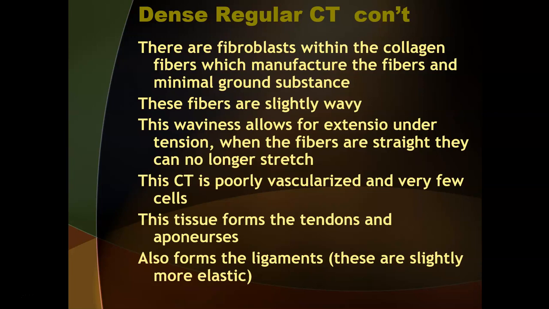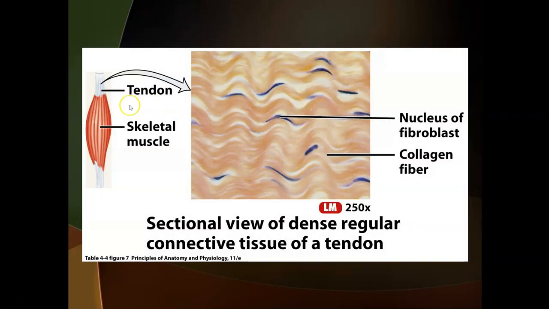This connective tissue is poorly vascularized and has very few cells. So this tissue forms the tendons and aponeuroses. And this is why, as I said earlier, if you get a tendonitis, it's somewhat difficult to treat, because you have very poor vascularization in this tissue. So this tissue forms the tendons of the muscles and the sheets of tendinous tissue called an aponeurosis. They also form the ligaments that do hold joints together, and they're slightly more elastic as compared to the tendon. But ultimately what we're looking at is an actual tendon that we see here and here.